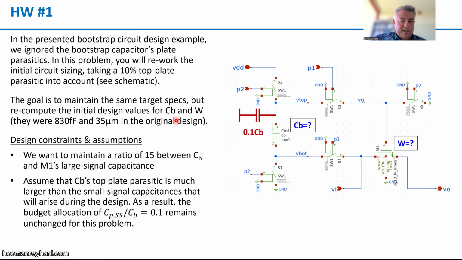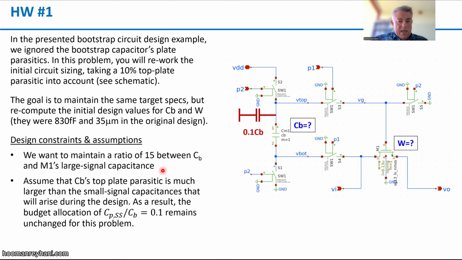So this is expressed here. Find the new initial design values for CB and W of the main sampling switch. I say initial because, as you know, in the design process, we took several steps and actually gradually increased the size of CB. So this is just for the first simulation. And here are these conditions again.